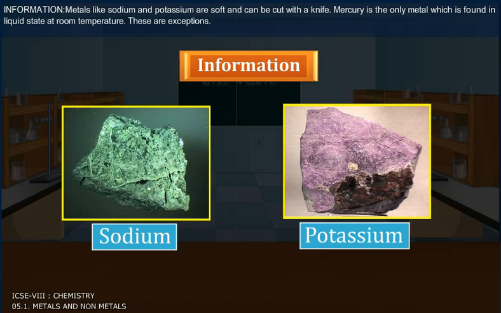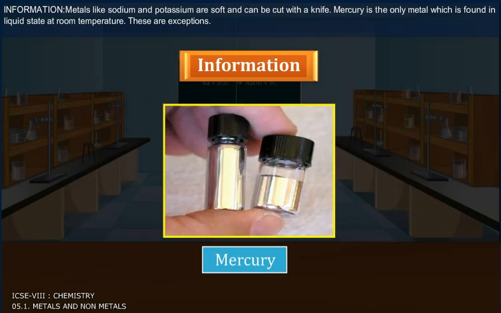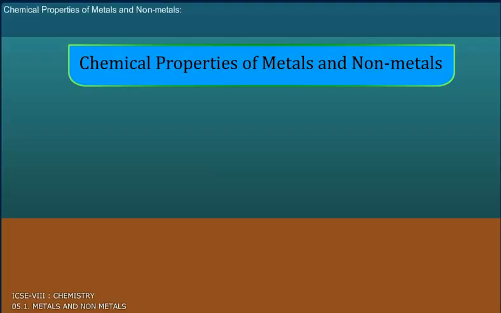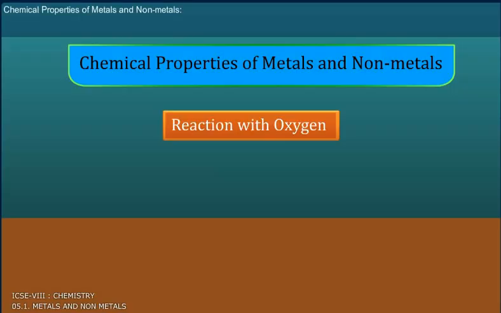Information. Metals like sodium and potassium are soft and can be cut with a knife. Mercury is the only metal which is found in liquid state at room temperature. But these are exceptions. Chemical properties of metals and non-metals.